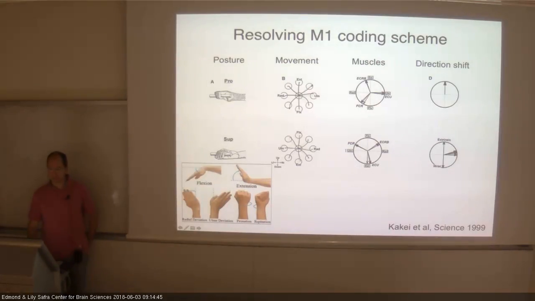So in this experiment, the monkeys were holding a bar in two postures, either pronation or supination. That's what you see here. And then they made the monkeys move in 8 different directions. What do I mean by direction?